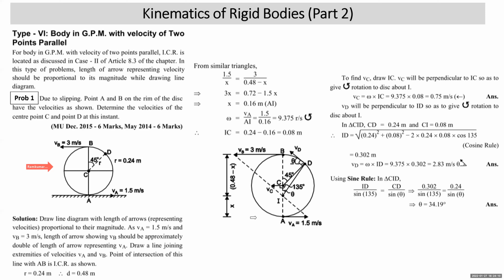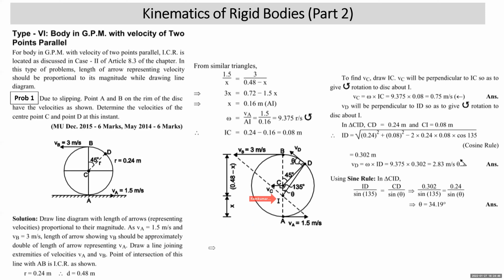So when we draw the line diagram, the first precaution you have to take: draw the arrow representing the velocity of point A, that is 1.5, approximately half of the arrow representing the velocity of B. Suppose the arrow representing the velocity of point B, VB, is 3 and we have shown it by 3 centimeter. Then this should be 1.5 centimeter. If the arrow representing the velocity of point B is shown by 5 centimeter, then the arrow representing the velocity of point A should be shown as 2.5 centimeter. Then draw a line joining the extremities of the two velocity vectors. Where it intersects the line joining AB, that becomes your ICR.